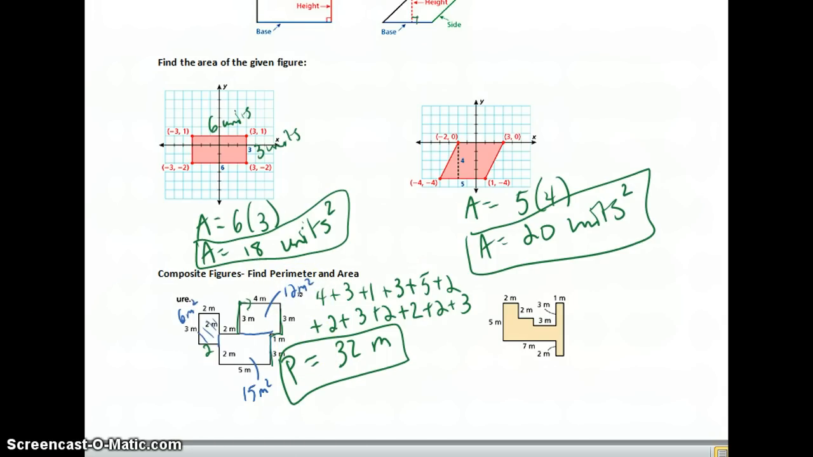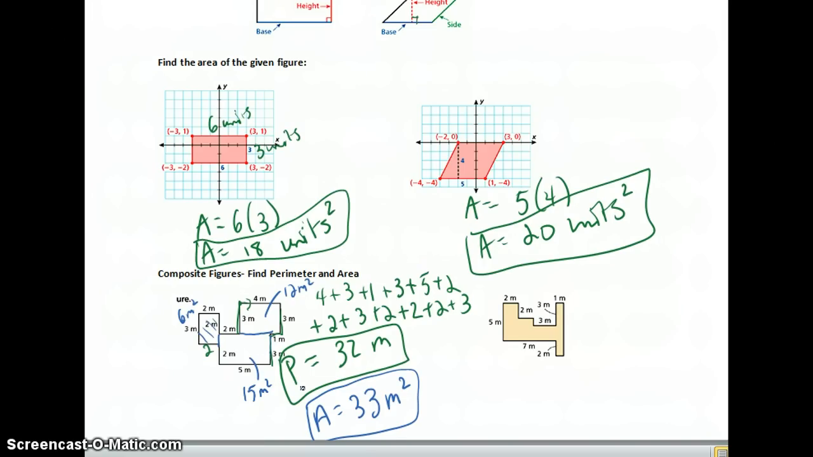We have the areas of each of these. If we add together, we will get the area of the entire thing. So we add 15 and 6, we get 21 plus 12 is 33 meters squared. So we found the areas of each, and then we added each of these together to find our total area.